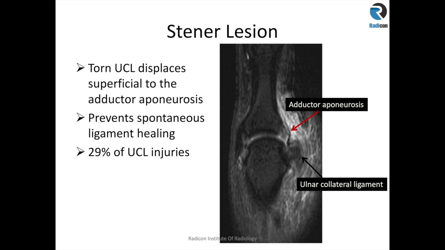So in the image you can see this rounded nodular or globular structure is the torn UCL, which has retracted proximally at the level of metacarpal head, and then where the UCL should be, that area is occupied by the adductor aponeurosis. So there is no way this ligament is going to heal by itself onto its normal anatomical location. So surgeon has to go in and fix it surgically for long-term stability of this joint.